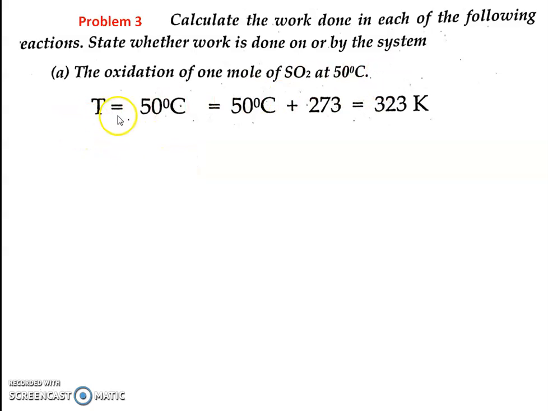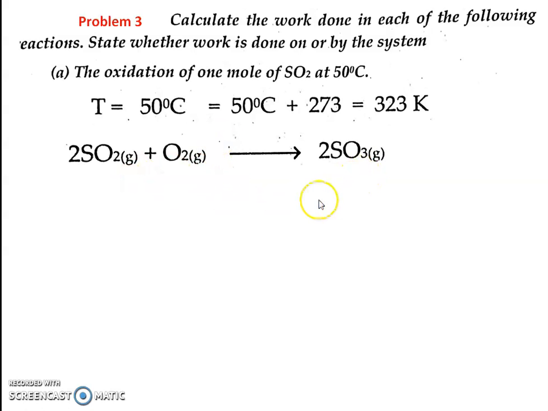Now temperature is given, so T is equal to 50 degrees centigrade. In Kelvin, you just add 273 to this 50 degrees centigrade, then you will get 323 Kelvin.